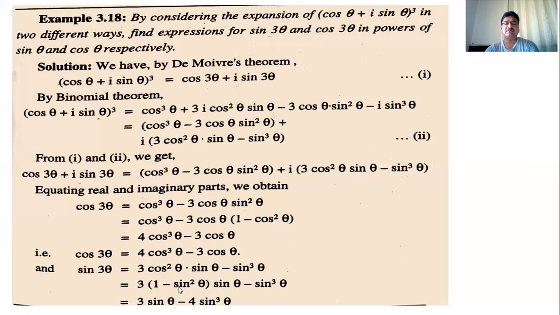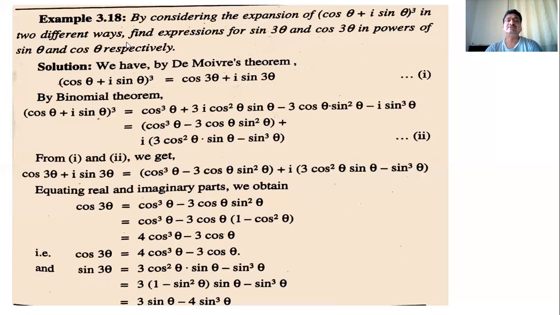And then write this cos square theta in terms of sine theta. That is, cos square theta is 1 minus sine square theta, and we have this answer. So this is the expansion of sine 3 theta in terms of powers of sine theta. So this is the final answer.